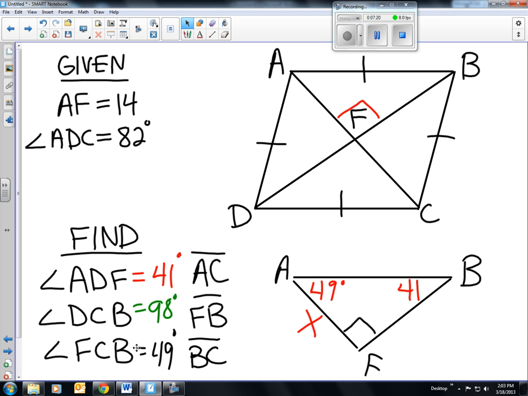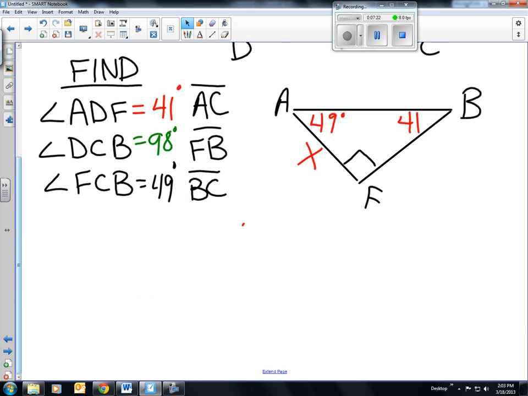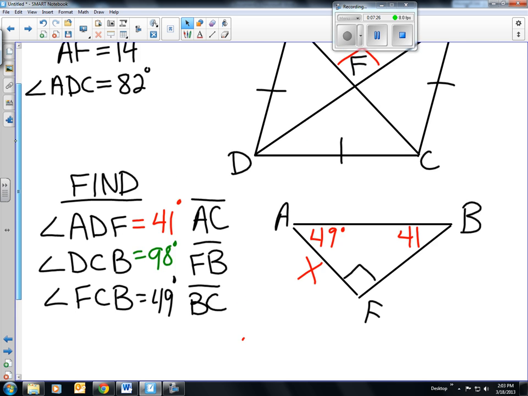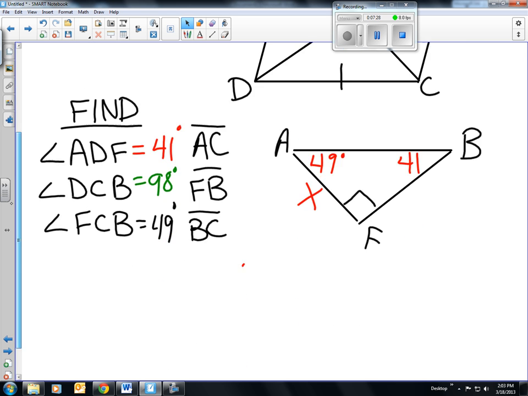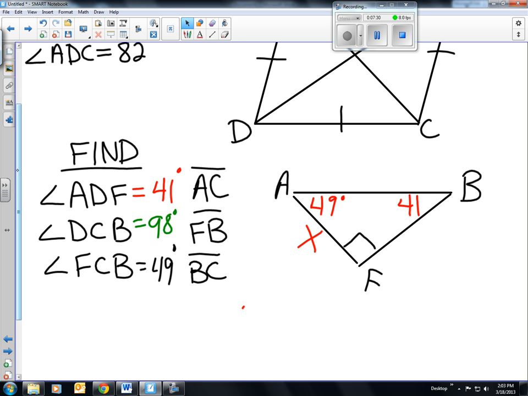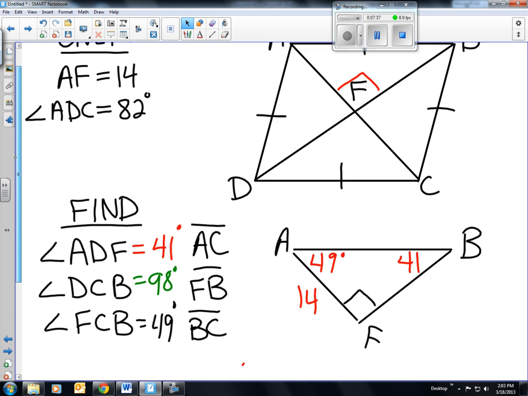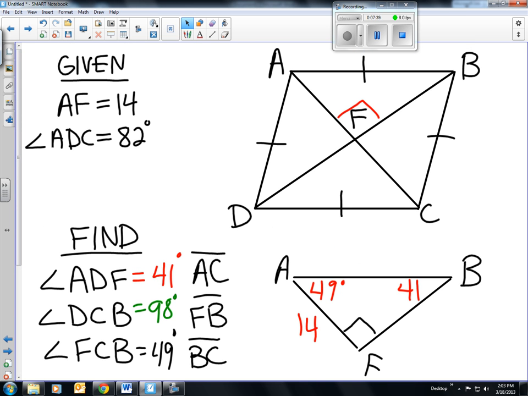So here's where you're going to use your trig ratios. Essentially, we could use the fact that we know AF is 14. I'm sorry, we already know 14 here. So AC is going to be double of that. So AC is going to be double of AF. So we can say that's going to be 28.